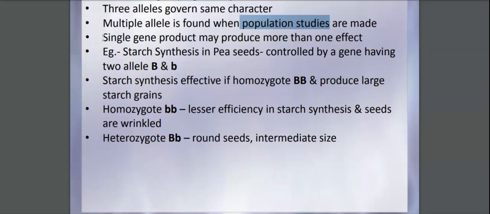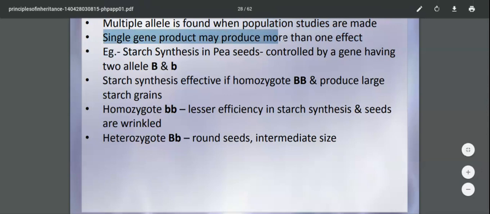Pleiotropy. Now, what is pleiotropy? The definition is very simple. It is about one gene or one gene product which produces more than one effect. So you consider a situation where one gene is controlling more than one effect. Examples in humans are also there, but they're not covered in your syllabus. The example in plants is given in your syllabus, and that is of starch synthesis in pea seeds.